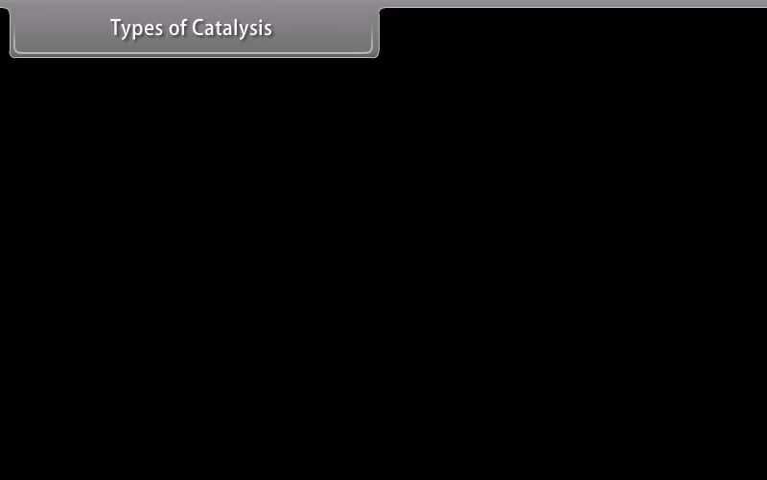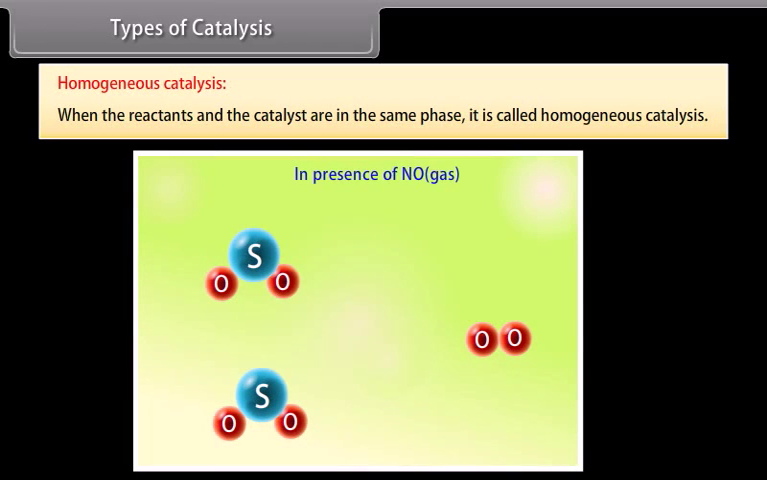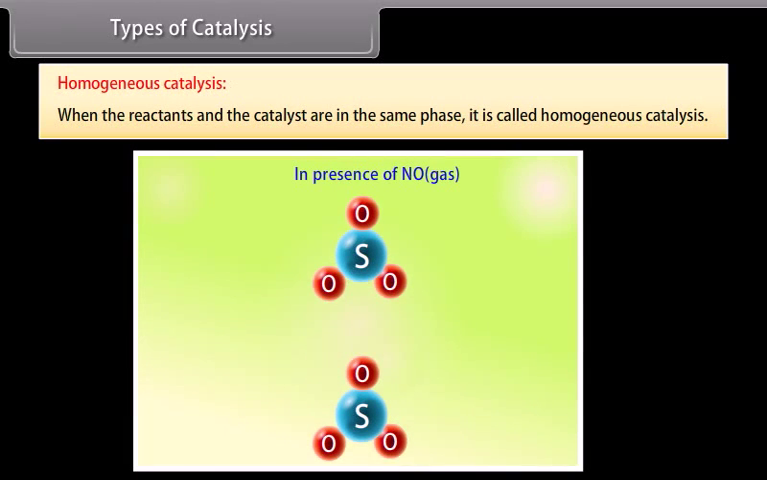Types of catalysis. The catalysis reactions are of two types: homogeneous catalysis and heterogeneous catalysis. Homogeneous catalysis. When the reactants and the catalyst are in the same phase, it is called homogeneous catalysis.